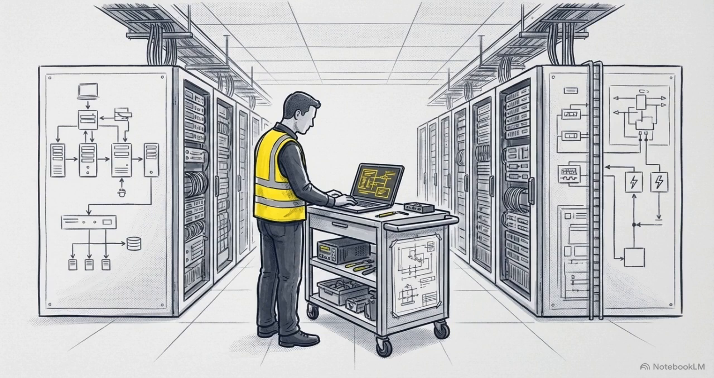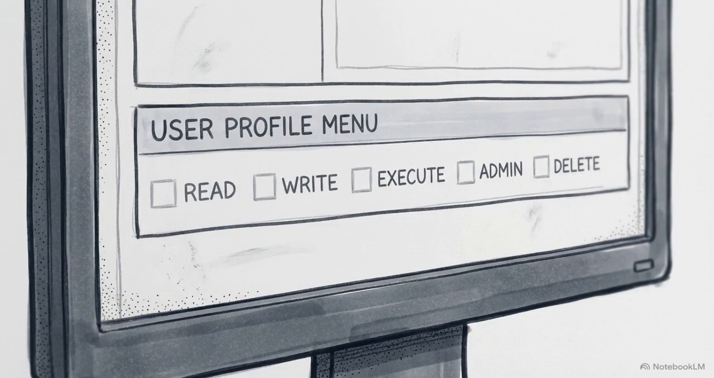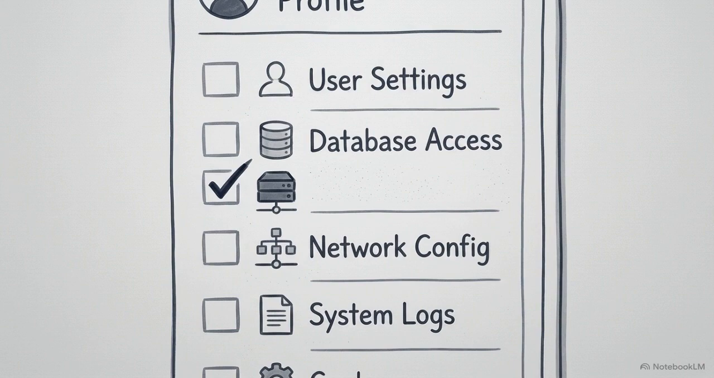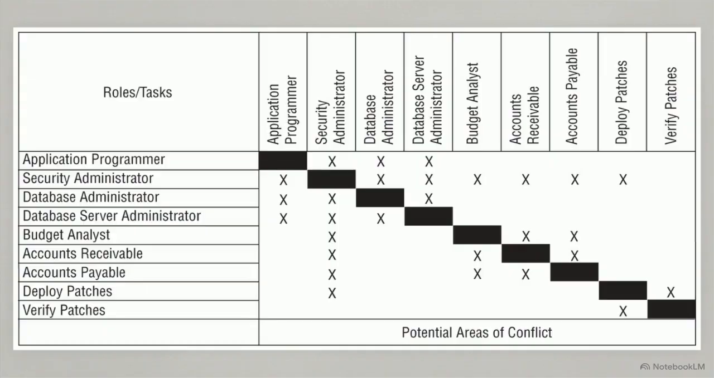Hardware architecture is only one boundary. The system must also survive the humans managing it. By default, every new user account is provisioned with no access. This enforces the principle of least privilege, granting users only the specific permissions required to do their jobs. This matrix maps administrative roles against potential areas of conflict to prevent single points of human failure.